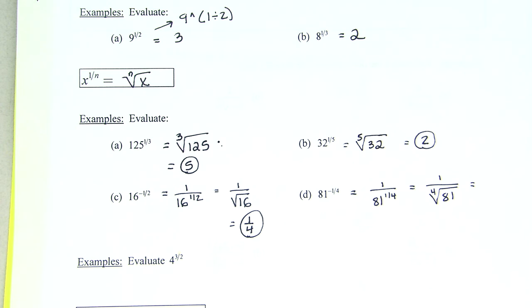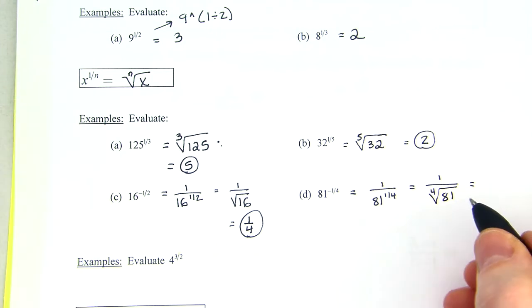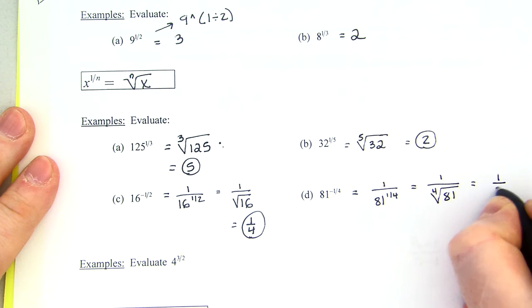Are you done with letter D? What do you have? 1/3, sure. The 4th root of 81. Again, remember, there's only so many options for the answer. Is it 2? Is it 3? Is it 4? It's going to be 3 over there, so you're going to get 1/3.